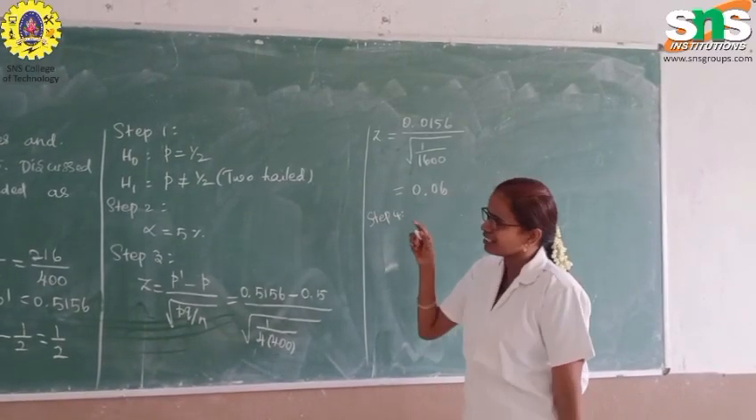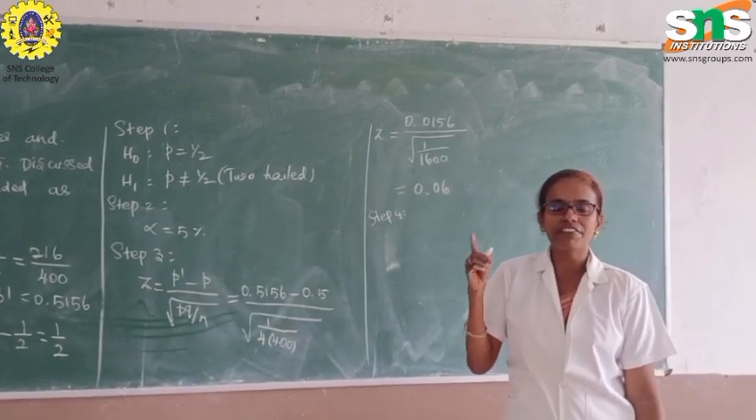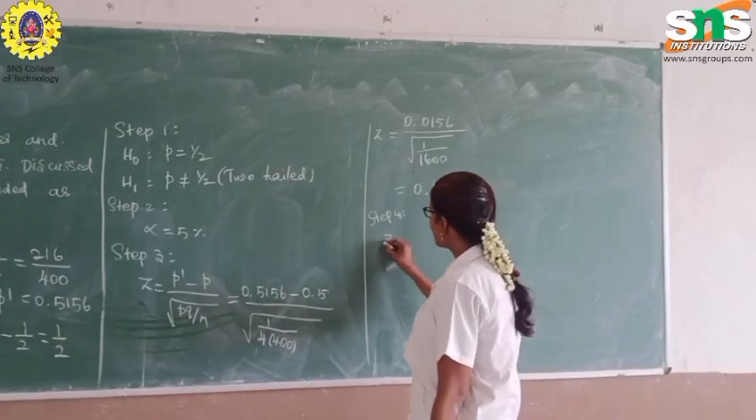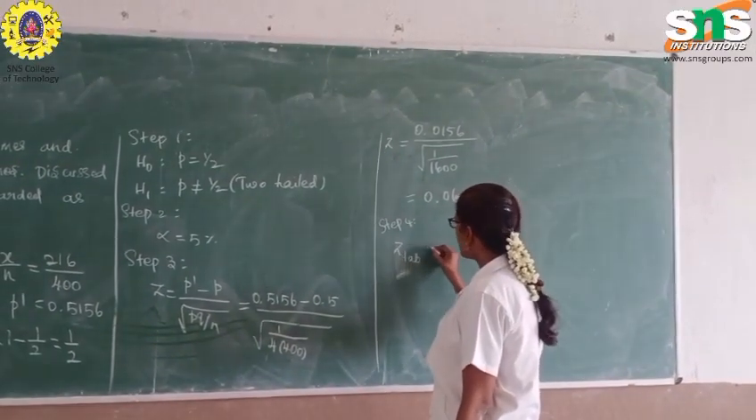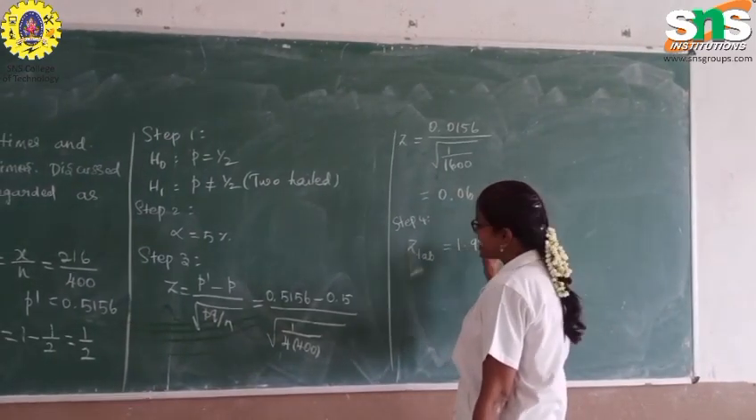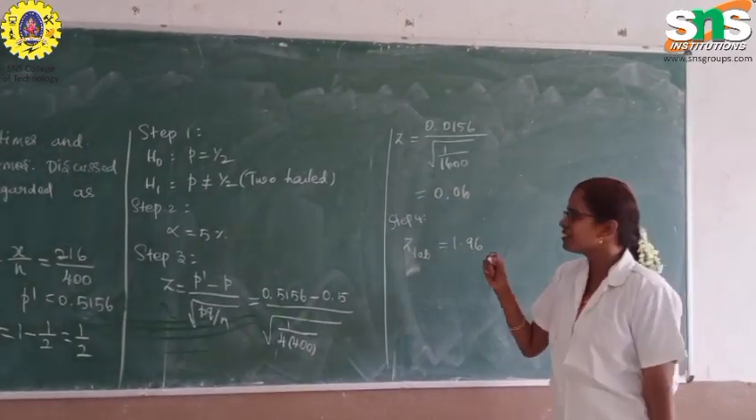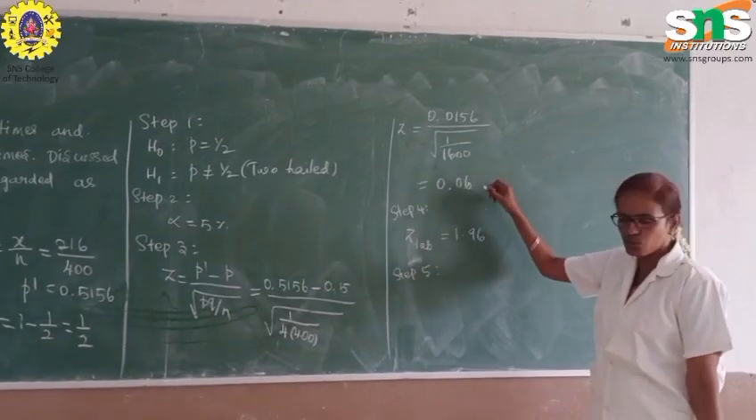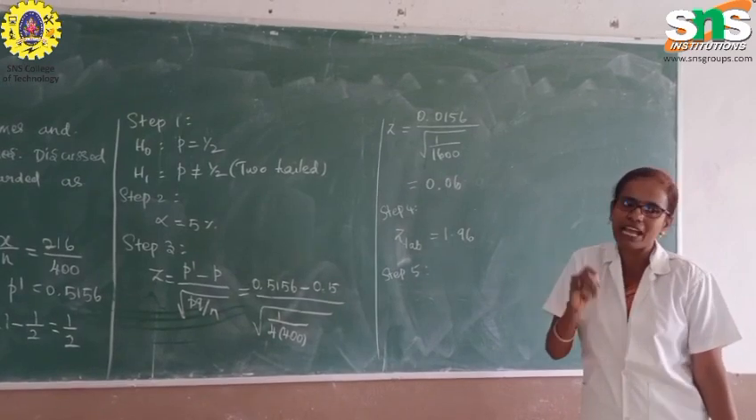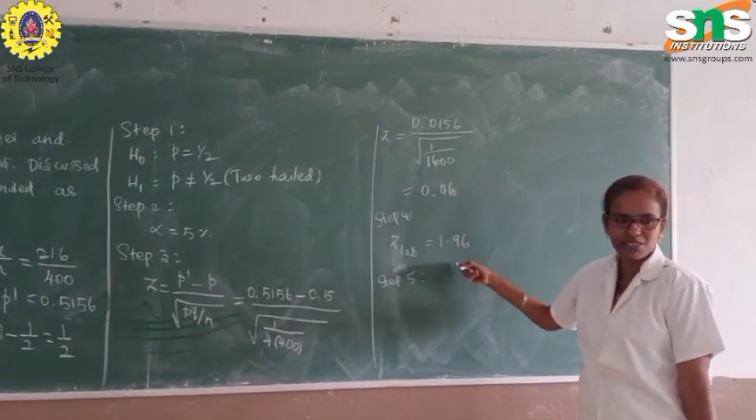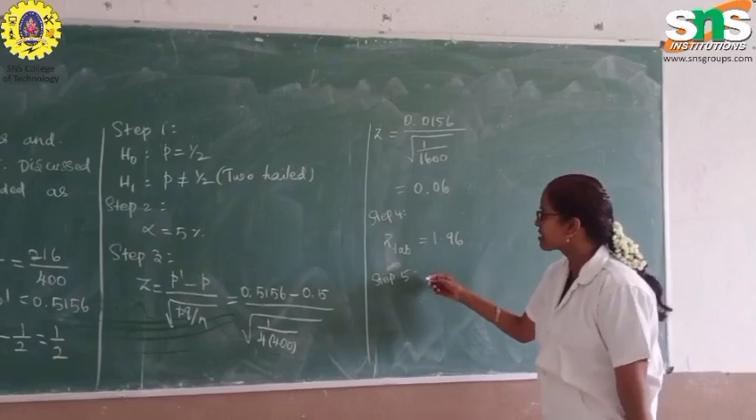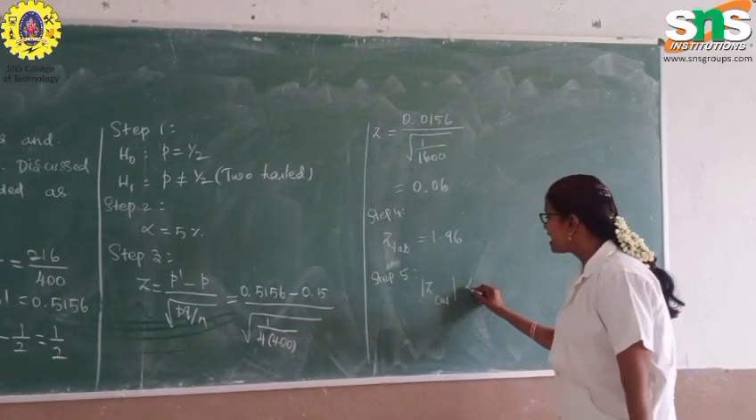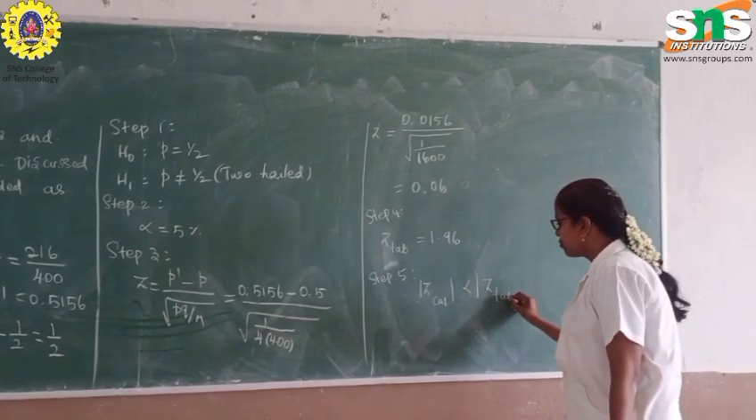Step number 4: alpha is 5%. For 5% two-tailed, we check the table value. The table value is 1.96. After this, step number 5: just compare these two values and check which is the maximum value. Now tell me, which is the maximum value? Yes, the table value is the maximum value, so the calculated value is less than the tabulated value.